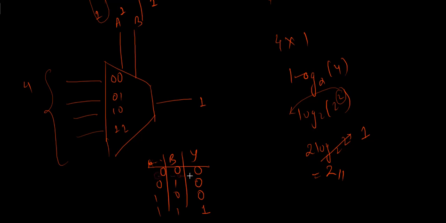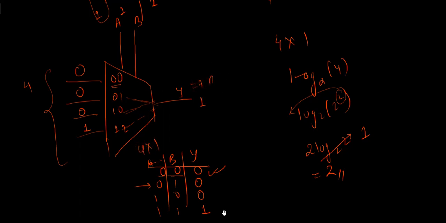See, I'll just write the input as 0, 0, 0 and 1. That means if the select line is made as 0, 0, my output should be nothing but 0. If the select line is made as 0, 1, my output should be connected to 0. If it is 1, 0, again the output should be connected as 0. And if it is 1, 1, my output should be 1. So this is how I design A dot B using 4 cross 1 mux.